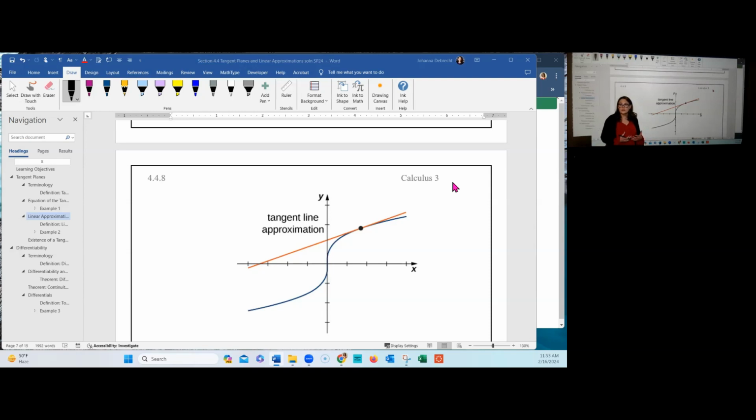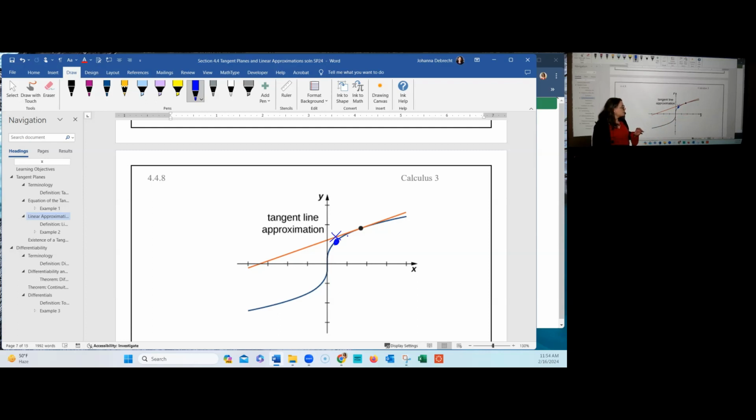When the curve is really complicated, this can be a simpler way of approximating values on the curve. In other words, if I want to approximate a value, say here on the blue curve, I could instead use the value on the tangent line and have that be my approximation for the value that's actually on the curve. This is what we did in Calculus 1.